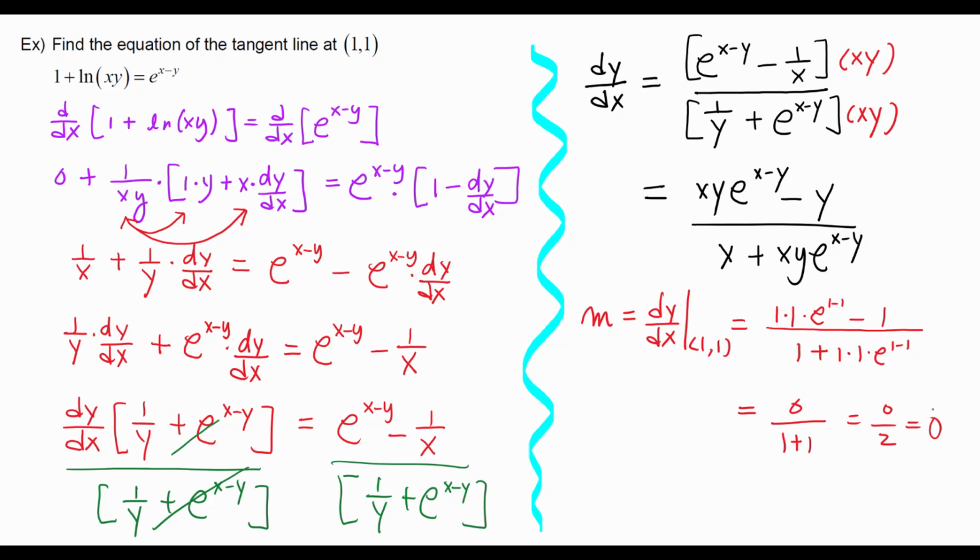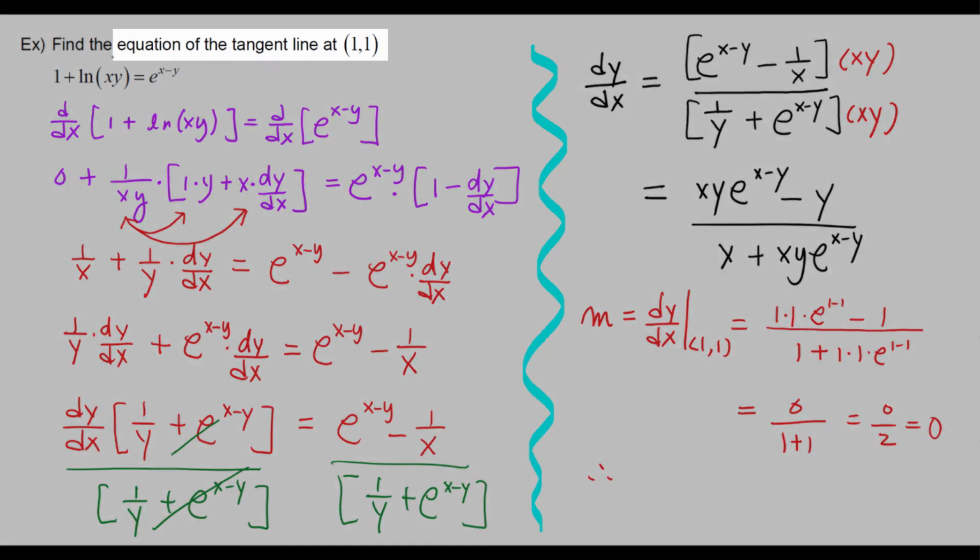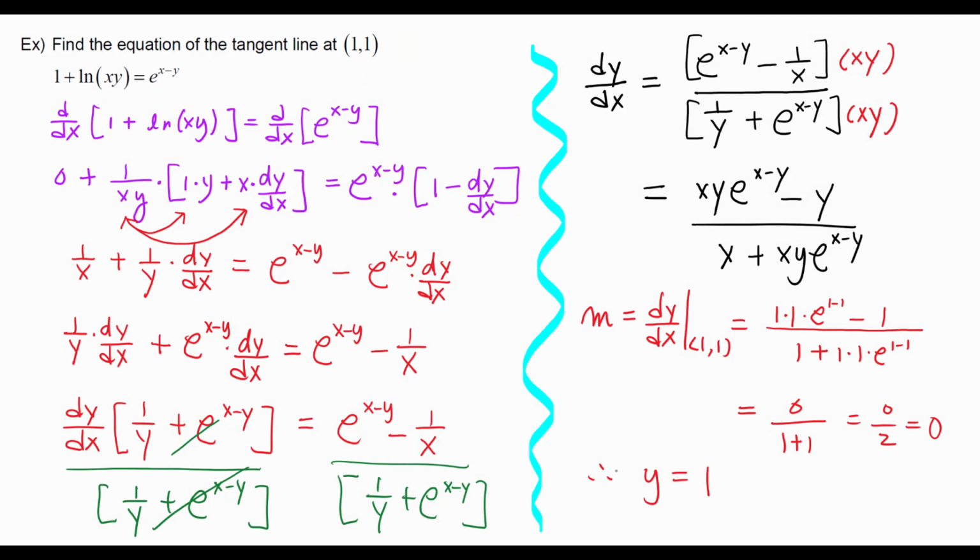What is the line whose slope is 0? That will be a horizontal line. A horizontal line has an equation of the form y equal a number. But this line passes through (1, 1), so that number must be the y-coordinate of the point. Your equation of the tangent line is y equal 1. Here is the equation of the tangent line.